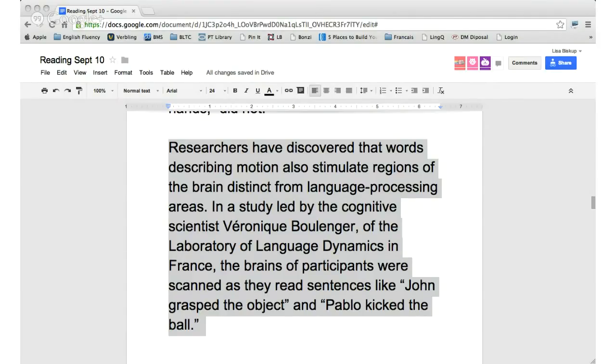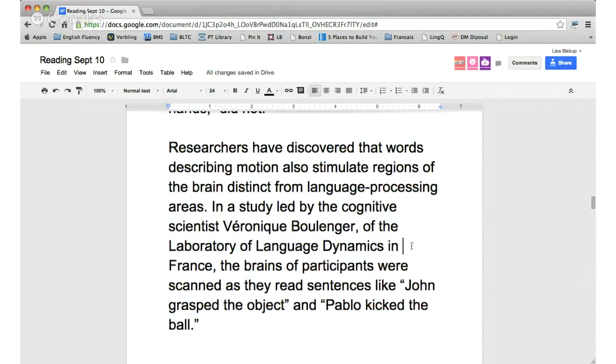Researchers have discovered that words describing motion also stimulate regions of the brain distinct from language processing areas. In a study led by the cognitive scientist Veronique Boulanger of the Laboratory of Language Dynamics in France, the brains of participants were scanned as they read sentences like John grasped the object and Pablo kicked the ball.